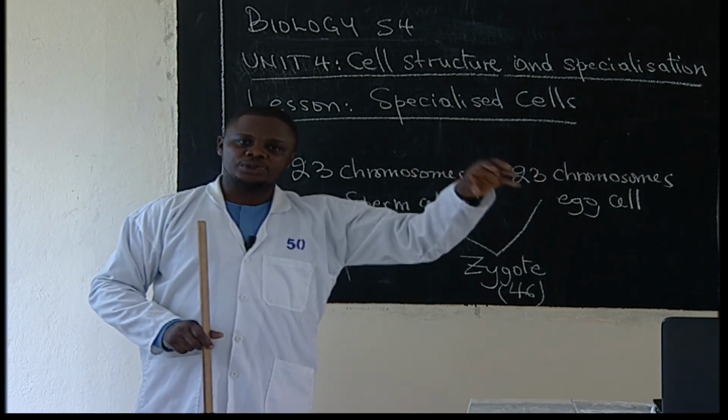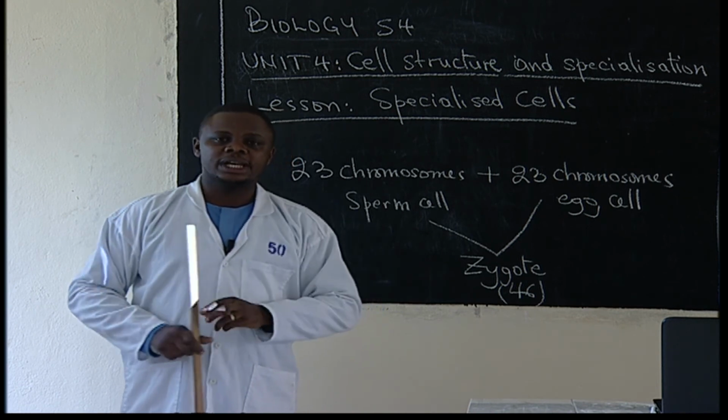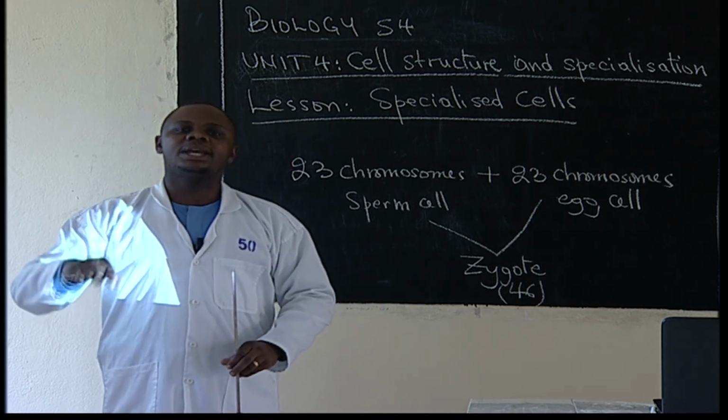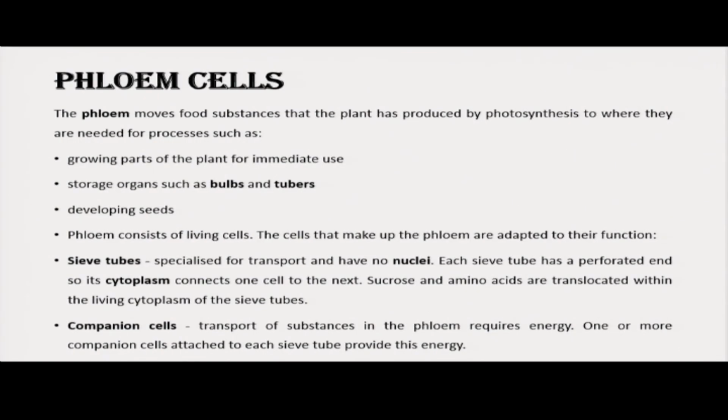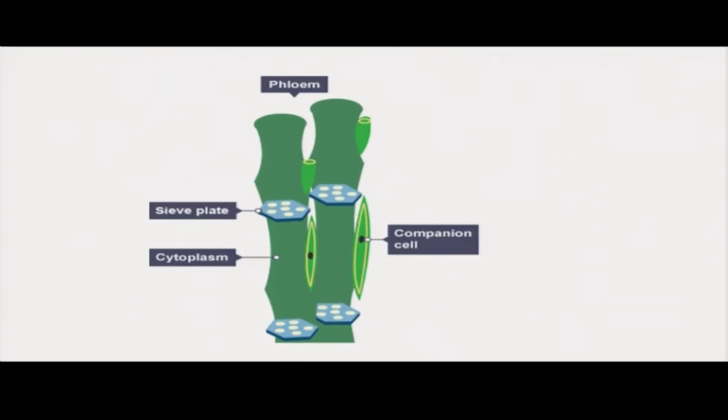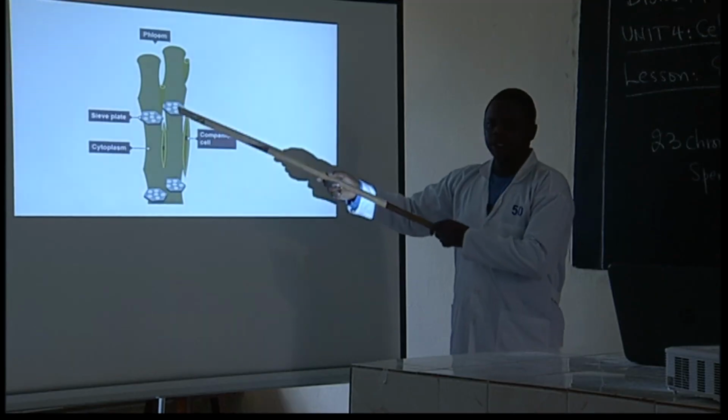When I say from the source, I mean where they are produced. When I say to the sink, I mean where those food nutrients are used. That is a phloem vessel which has sieve plate, it has cytoplasm, and then companion cells.